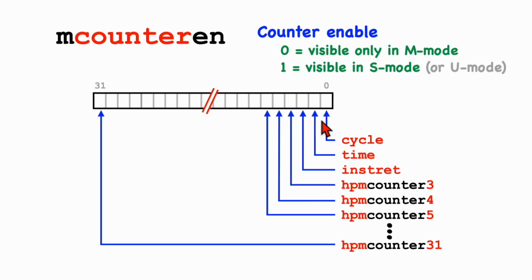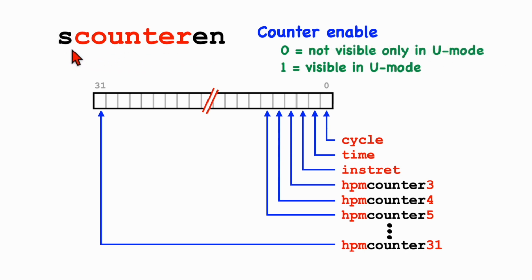Again, we have 1 bit corresponding to each of the 32 counters, and this now includes a bit for the time register. If machine mode code sets a bit to 1, then the corresponding counter will be readable in supervisor mode. If the core doesn't even implement supervisor mode, then the register would be visible in user mode instead. But if the core does implement supervisor mode, then the question of whether a counter register is visible in user mode is determined by yet another register with a very similar name.